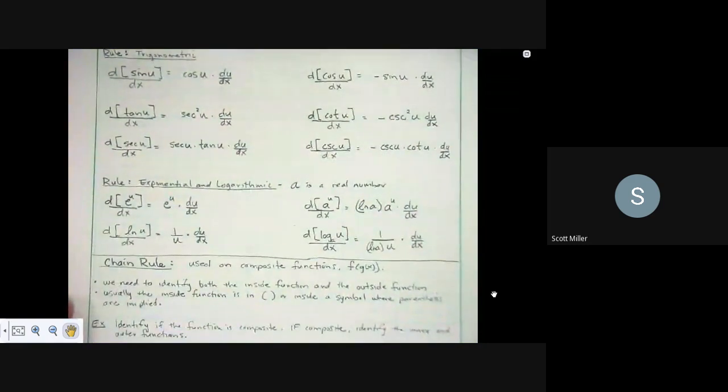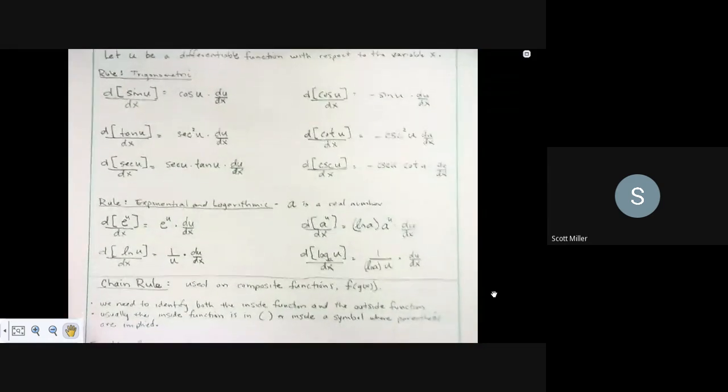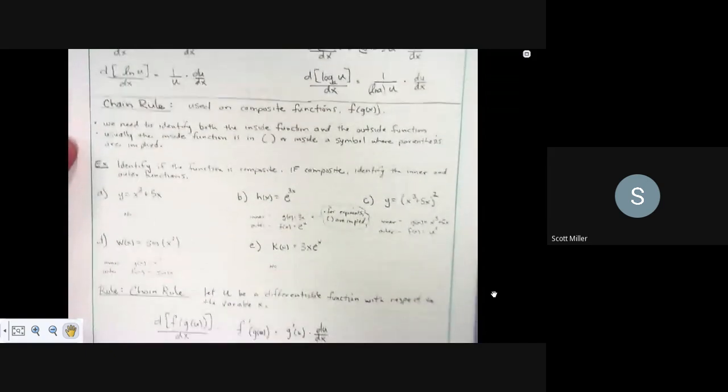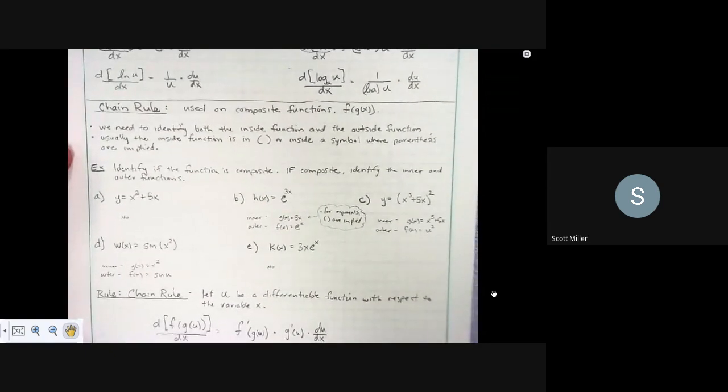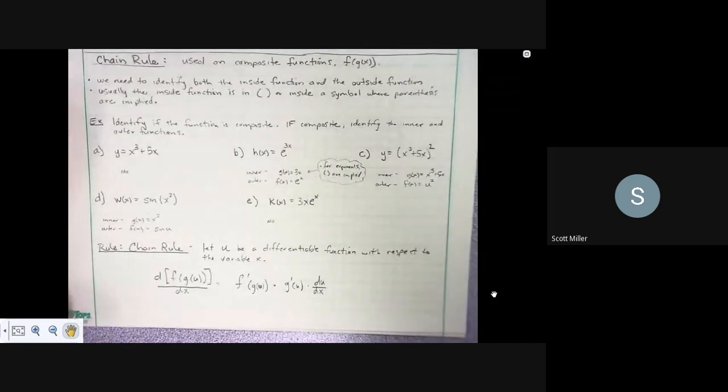Okay? So let's take a look at some more information about this. And I'll pause it right here if you wanted to see my internal notes and stuff like that. So let's look at the chain rule, how this works. Let u be a differentiable function with respect to the variable x. And so I'm taking the derivative of an outside function and an inside function. Okay. So the derivative is this.